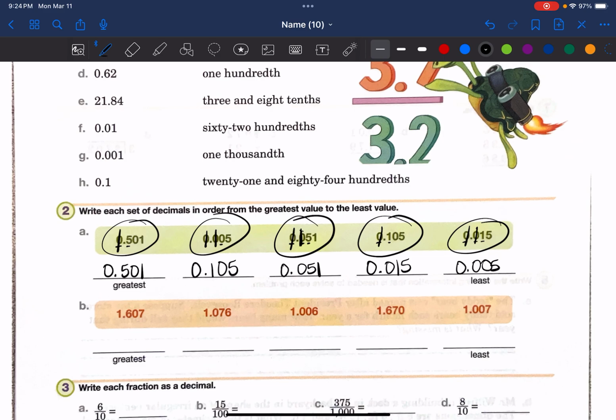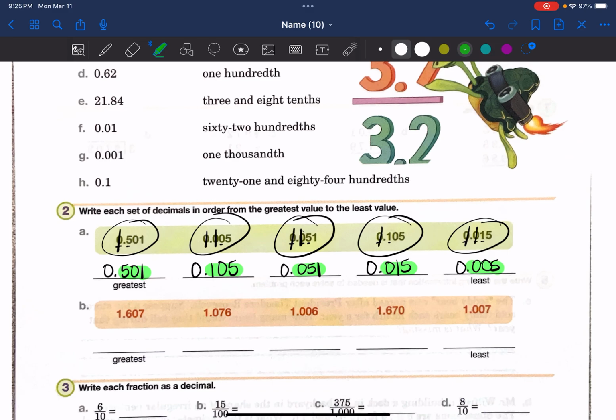Okay, now that we're in order, I want you to look at them again in terms of they're all in the thousandths place. But this number is 501 thousandths, 105 thousandths. Is 500 or 100 bigger? 500 is, so that's why it's first. Then I have 105 thousandths, 51 thousandths. Well, is 105 or 51 a bigger number? 105 is. Okay, so then I have 51 thousandths, 15 thousandths, and finally 5 thousandths.